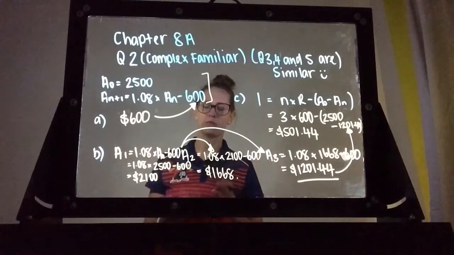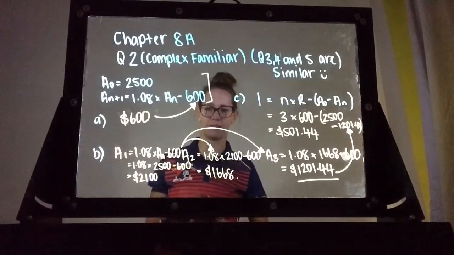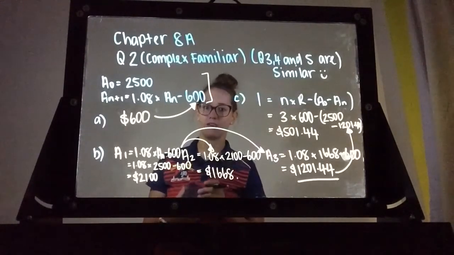So be aware in the textbook, if they do shorten it like that, it might be that you've just got to implement steps like this in the middle of it. Have an attempt at 3, 4 and 5. They're very similar. They're a really good way to practice.